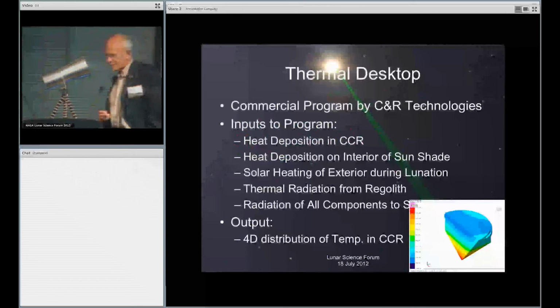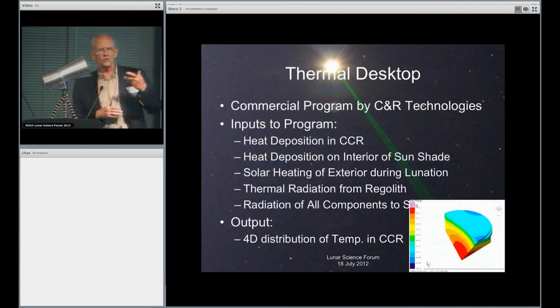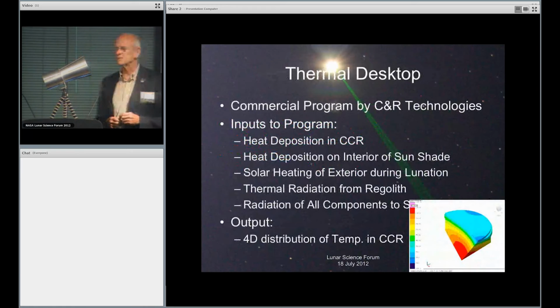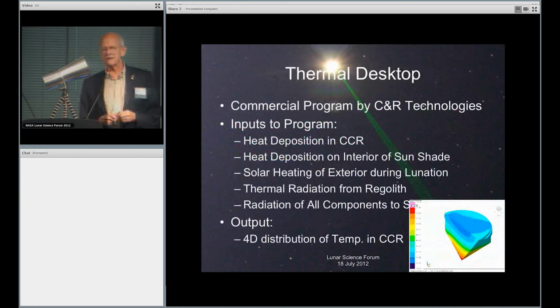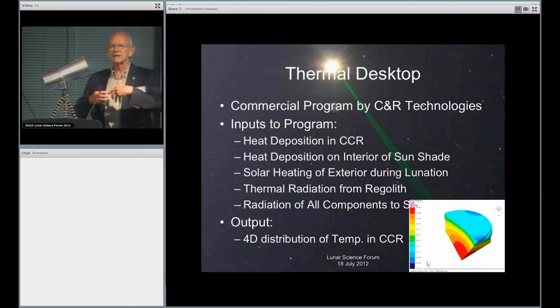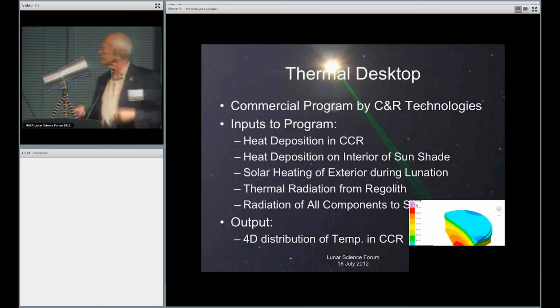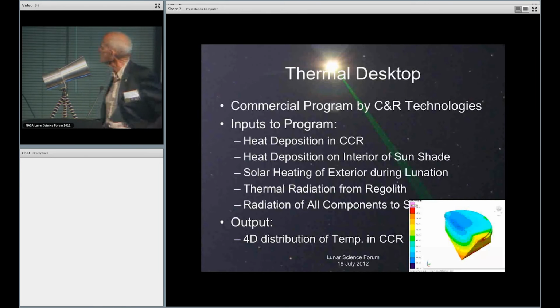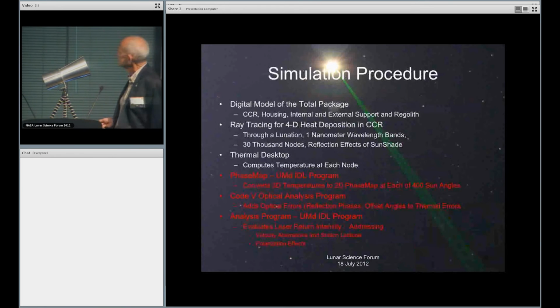This amount of heat that's deposited is then passed on to a commercial program, Thermal Desktop, developed by CNR Technologies. And for that, it converts these heat deposits into temperatures. And so now we end up with a, next slide. So this is going back to the deposition of the energy. So we have a four-dimensional map of where this is deposited. Next view graph.